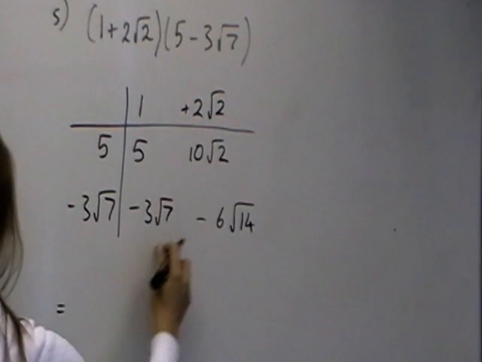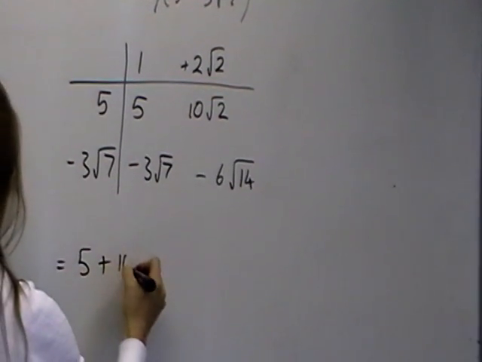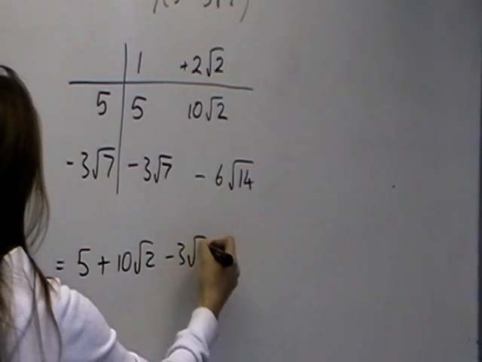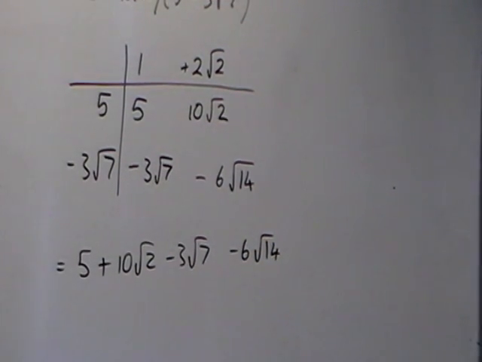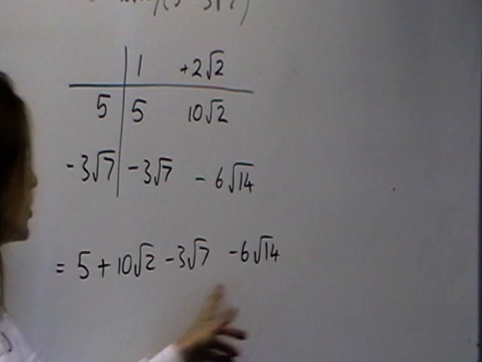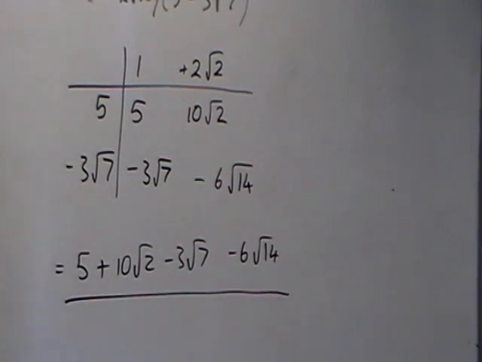Now we add our 4 terms together. 5 plus 10 root 2 minus 3 root 7 minus 6 root 14. And we have different surds, so we will just leave our final answer with 4 terms.